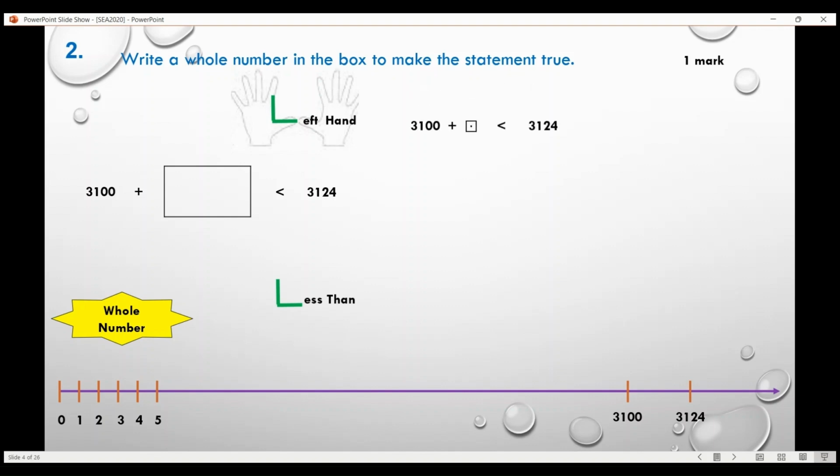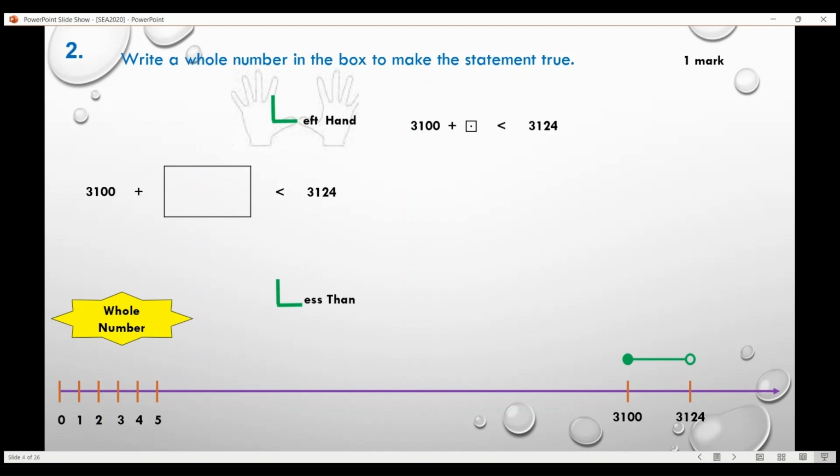So we can rewrite it. 3,100 plus the whole number is less than 3,124. And of course, we can see on the number line, it means that on the left-hand side, we would want our answer to be at least 3,100. That is the smallest whole number, which is 0. Or if we add a bigger number, it can increase and keep increasing up to 3,124.